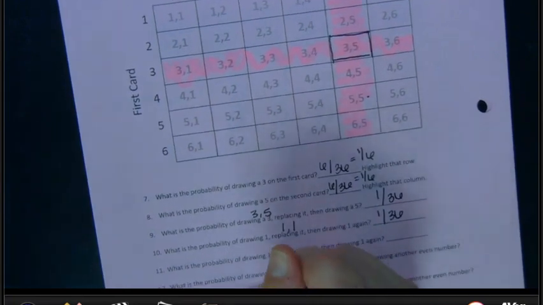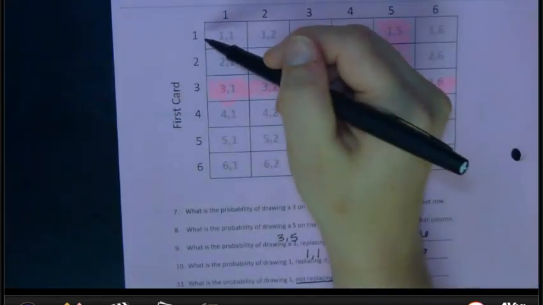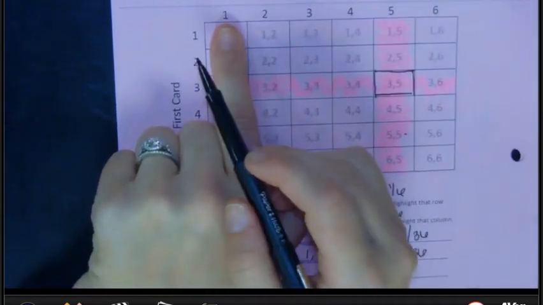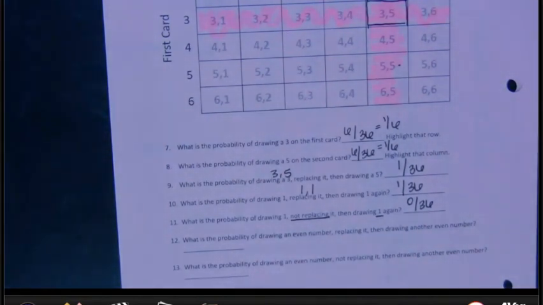What's the probability of drawing a 1, not replacing it, and then drawing a 1 again? Well, okay, so I drew a 1 the first time. Well, if I draw a 1 the first time, I can't draw a 1 the second. I'm not replacing that 1 card. So I have a 0 out of 36 possibility of drawing a 1 the second time.